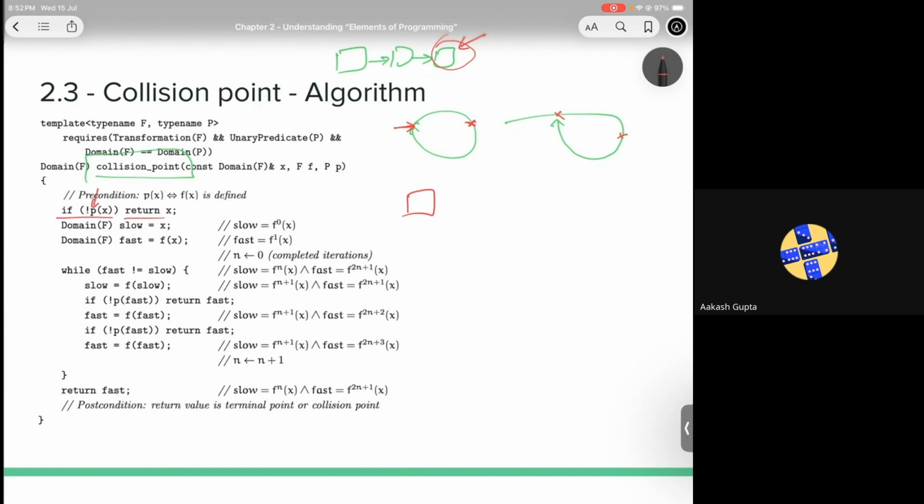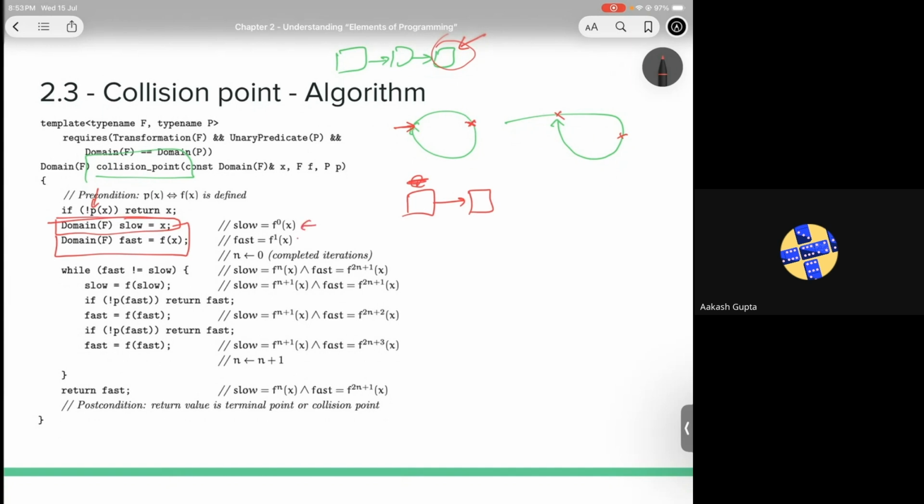Here we can see we are checking whether we can apply the function on x or not. First we check that we can't even apply the function on x, we simply return x. Next, now we know that we have at least one element. Either it is cyclic or we can move forward. So our slow car starts at the first point, and as per our earlier assumption, the fast car will start one point ahead of the slow point. So this is the assumption.